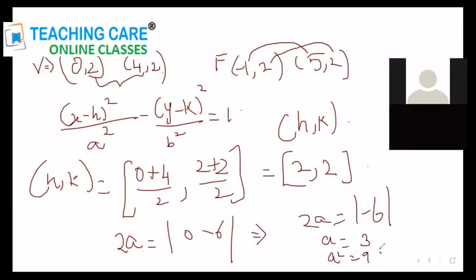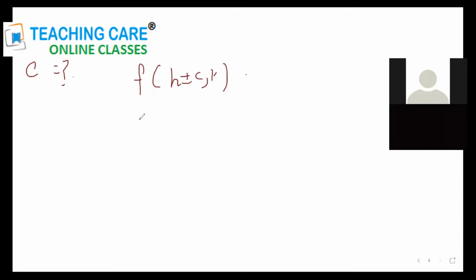So I'm going to first find the value of my c squared. For finding c squared, what is the formula for the coordinates of your foci? It is h plus or minus c comma k. That means it's h minus c comma k, and h plus c comma k. Understood?